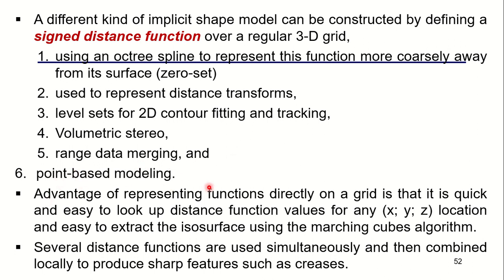The advantage of representing functions directly on a grid is that it is quick and easy to look up the distance function values for any XYZ location. And it's easy to extract the isosurface using the marching cubes algorithm. Several distance functions are used simultaneously and then combined locally to produce sharp features such as creases.